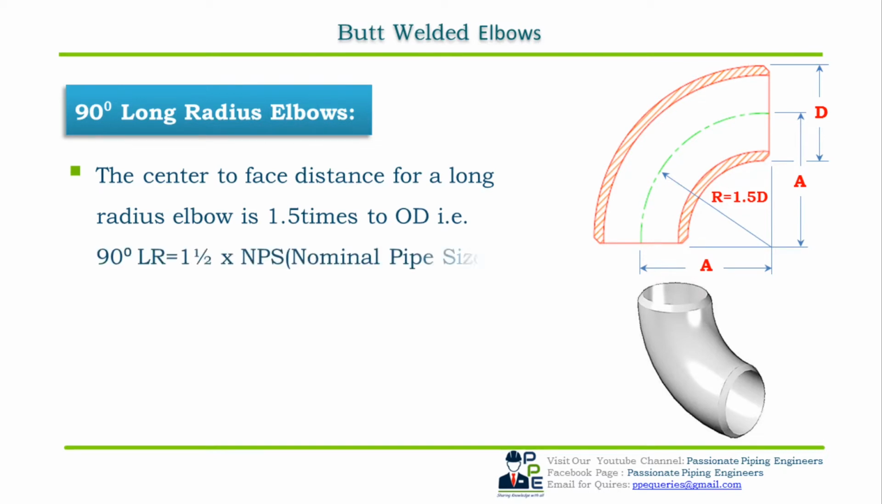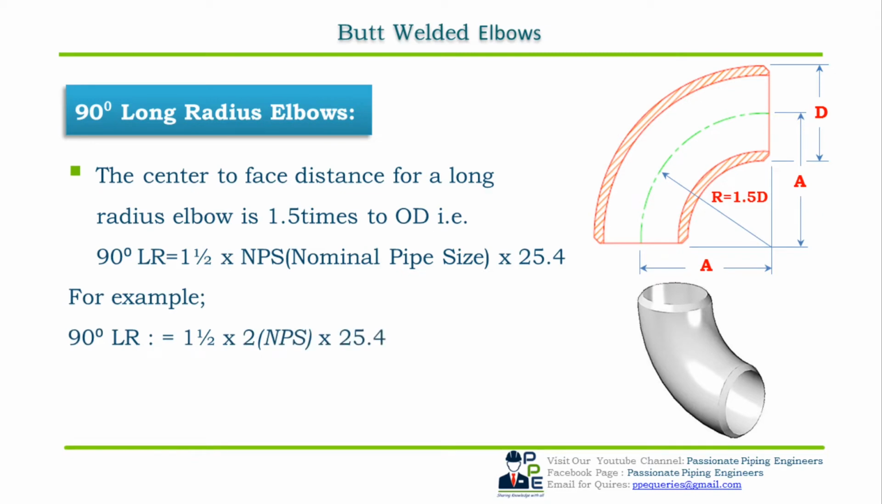That is, 90 degree long radius elbow is equal to 1.5 into NPS, that is nominal pipe size, into 25.4. Let's take an example of a 2-inch NPS pipe and try to calculate. 90 degree long radius elbow is equal to 1.5 into 2, that is NPS, which we have taken, into 25.4. After calculating, we will get the value of 76.2 mm. Therefore, the 90 degree elbow radius, which we can see as R, is equal to 76.2 mm.